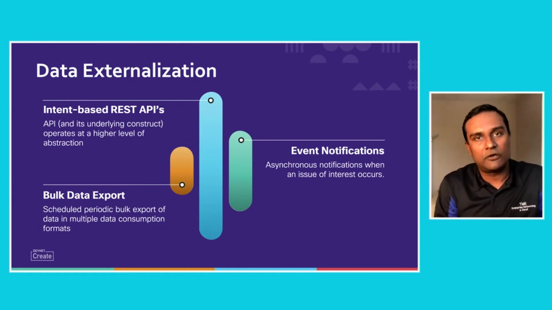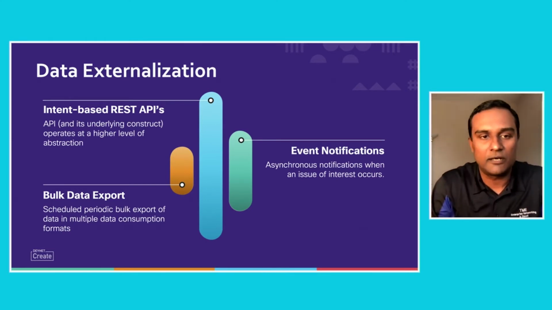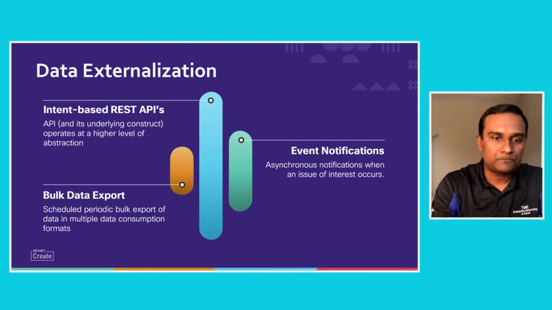And last but not the least, also bulk data export. So this is where we are able to export data in bulk. And this could be data about all of your network devices, all of your clients, what are the busiest clients, and so on and so forth. So these are the three primary methods via which we are able to externalize data from the DNA Center.